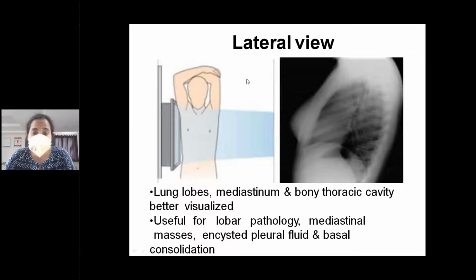Now this is a lateral view. In many cases, you use a lateral view to clarify your doubts. When in a PA view you're not able to appreciate the pathology properly and diagnose properly, you go for a lateral view, where you can clearly assess the plane of the pathology. Here, the lung lobes, mediastinum, and bony thoracic cavity are better visualized, and it is useful for lobar pathology, mediastinal masses, encysted pleural fluid, and basal consolidations. Now, this is the position of the patient for a lateral view radiograph.